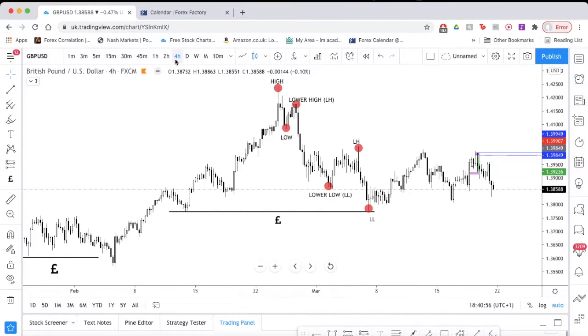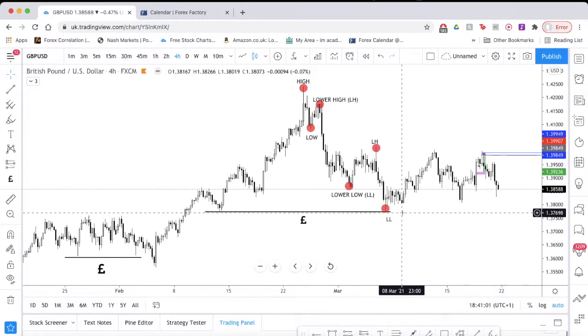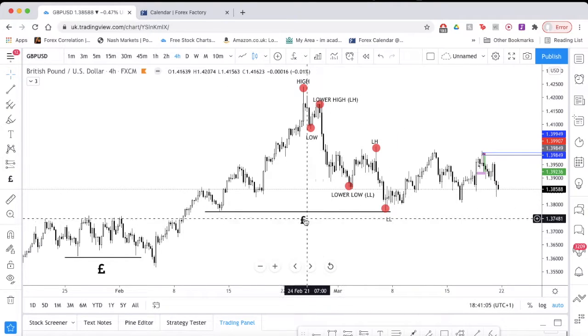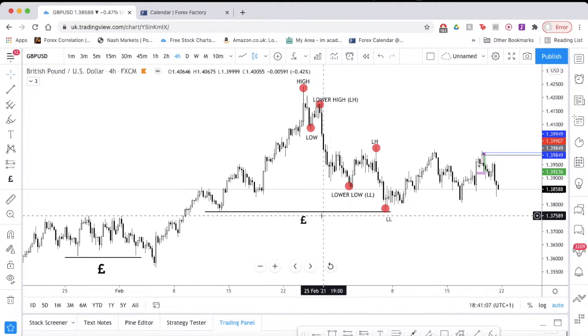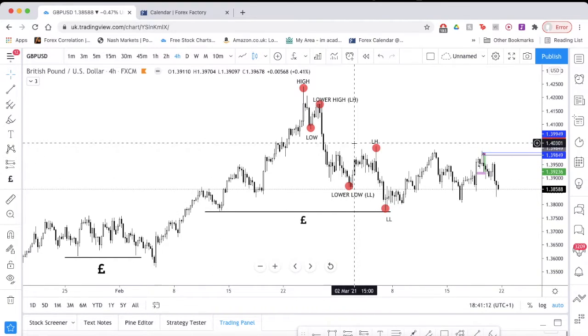Now, starting off on the 4 hour, the first thing that really jumps out to me is this area over here with the pound sign. This is the area of liquidity, which can be easily marked up on a chart by any set of equal lows or equal highs.